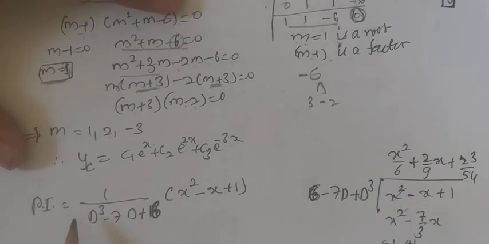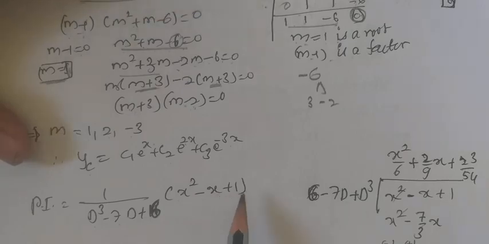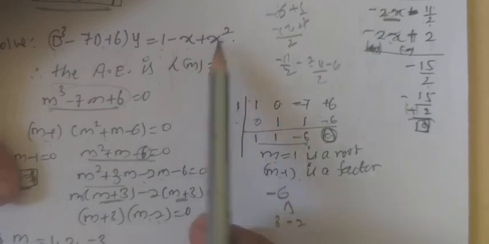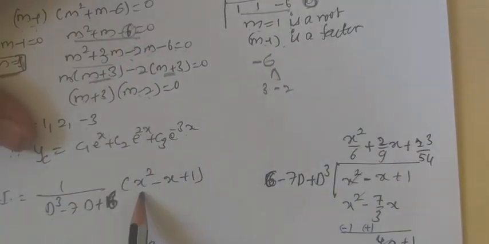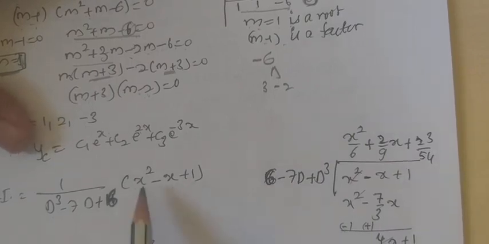Now let us find PI. PI is given by 1 divided by f(D), that is D cube minus 7D plus 6, of x square minus x plus 1. So it is given as 1 minus x plus x square. For convenience, we will write that in the descending order, that is x square minus x, then the constant term. So let us divide it.